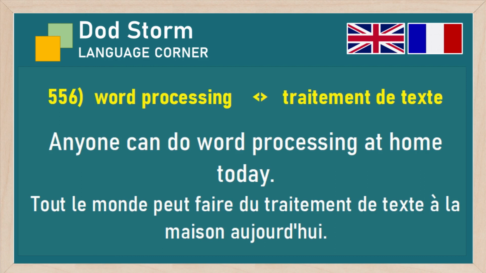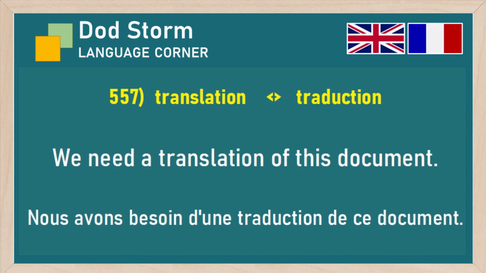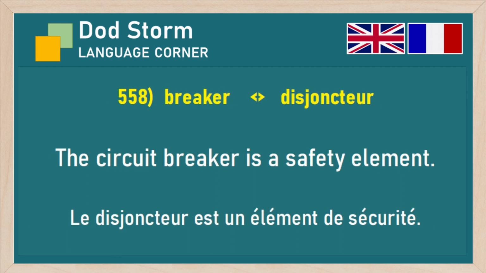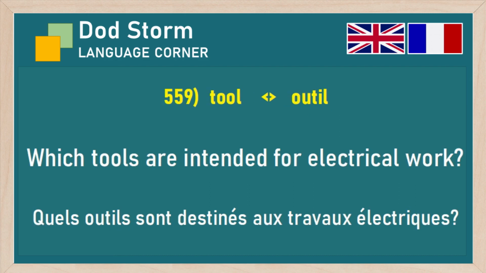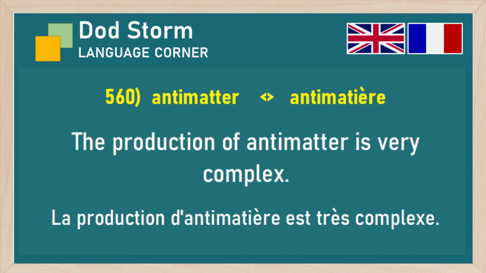Anyone can do word processing at home today. We need a translation of this document. The circuit breaker is a safety element. Which tools are intended for electrical work? The production of antimatter is very complex.